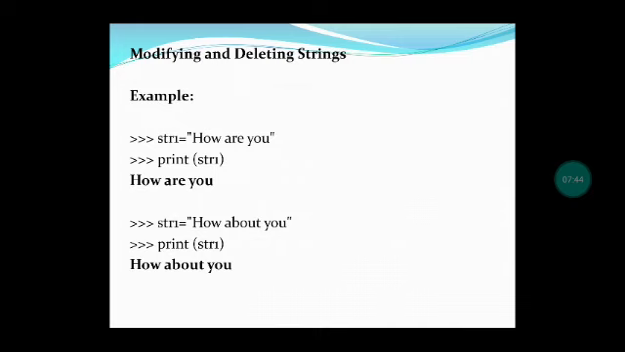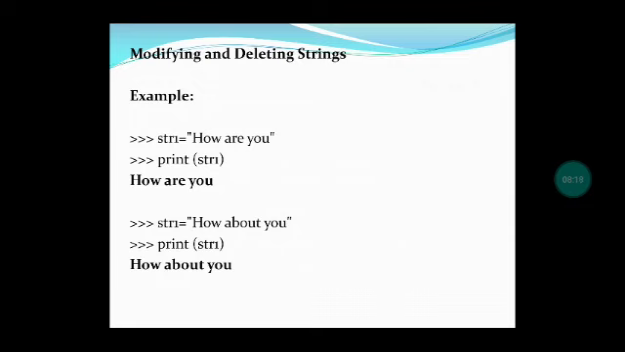Next, how to modify and delete strings in Python. In this example, we have given string 1 as how are you, and just we are printing the string 1. Inside the string 1, what is there? How are you? So it is printed. We are changing are into about, that is how about you, and print of str, and how about you will be printed. Here, just inside the double quotes, we are changing the words. That is one way for changing.